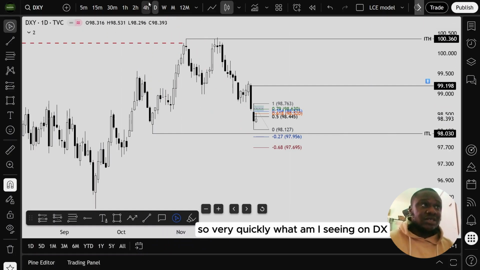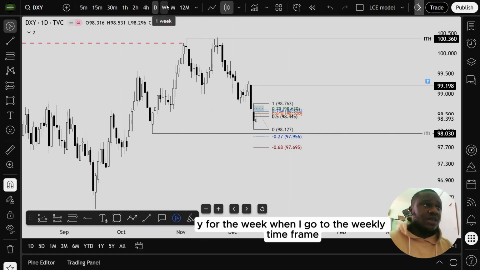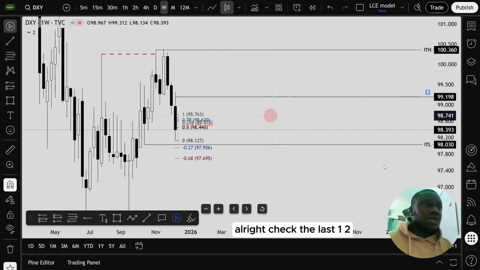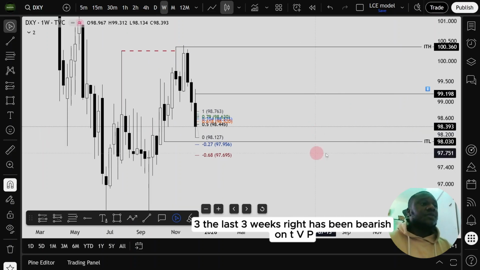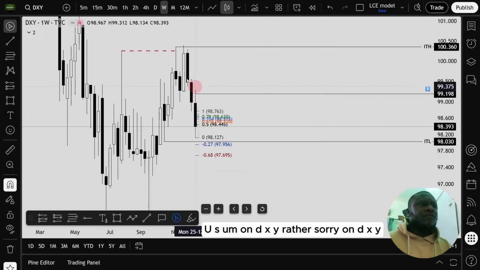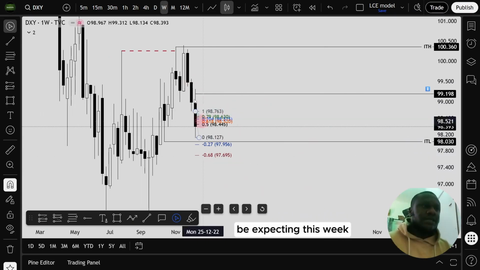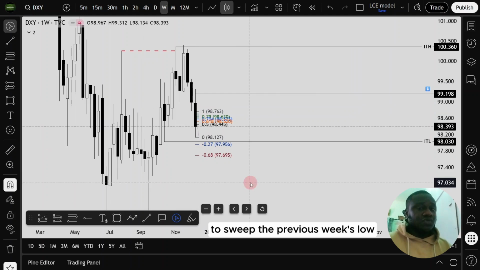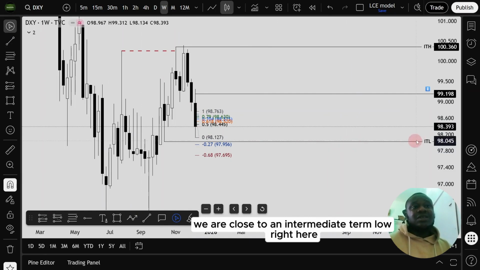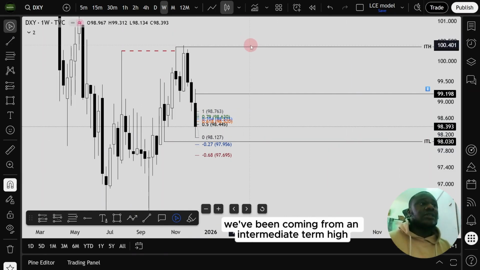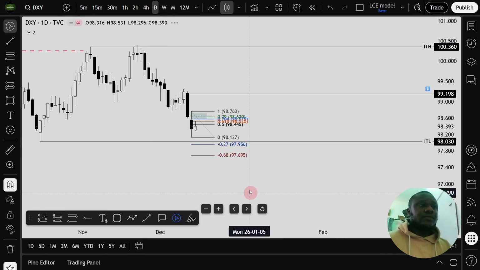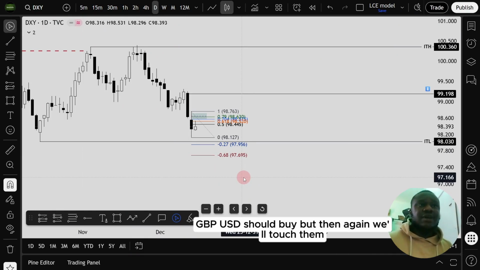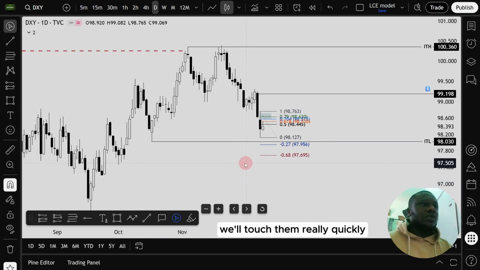So very quickly, what am I seeing on DXY for the week? When I go to the weekly time frame, alright, check the last 3 weeks, it has been bearish on DXY. So what should I be expecting? Be expecting this week to sweep the previous week's low as it's drawn liquidity, and also we are close to an intermediate term low right here. We've been coming from an intermediate term high. We are close to this, so there's every reason why DXY should just keep selling, which means EURUSD should buy, GBPUSD should buy, but then again we'll touch them really quickly.